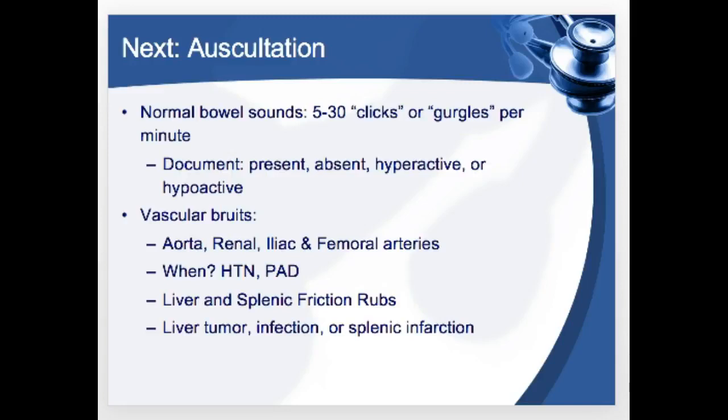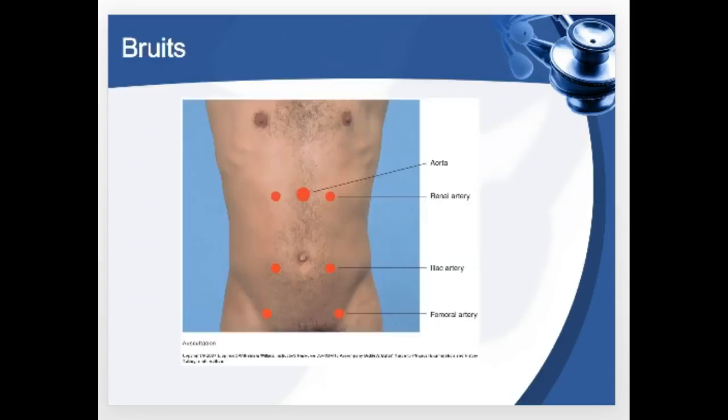Bruits sound just like a bruit in the carotid pulse, or kind of like a heart murmur that you might hear. And here are those areas that I was talking about. The aortic pulsation comes down here, and you can listen for bruits of the abdominal aorta in this area. The renal arteries are off to the side; these are the first branch. You can also listen to these on the posterior aspect. If you turn the patient around, you can listen on the back. Iliac arteries are down further, and then the femoral arteries are down in the pelvic area.